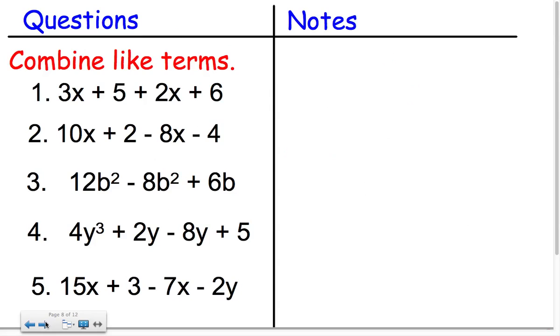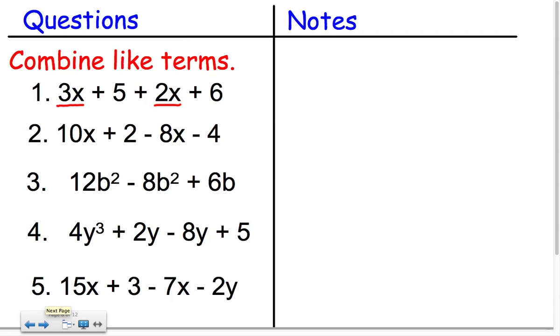All right, let's get into some examples of combining like terms. We've got 5 of them here. We'll start with number 1. One strategy I like to use when combining like terms is underlining. So I'm going to pick my first term and underline it once, 3x. Other terms that are like 3x would have to have the same variable, so 2x. I'm going to underline both of those once.